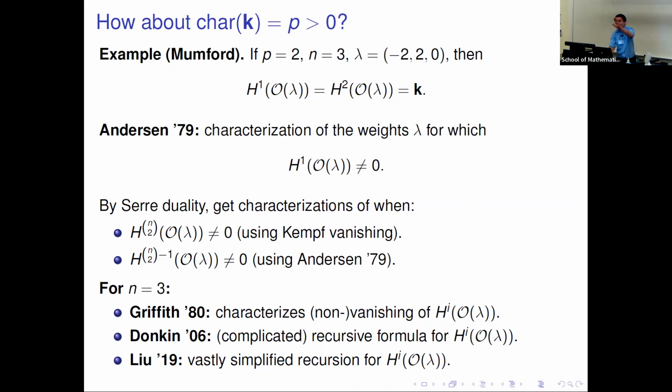That's it with the general theory. How many minutes do I have? I mean, we can stop maybe if there's a break. Okay, so there are lots of open problems here.